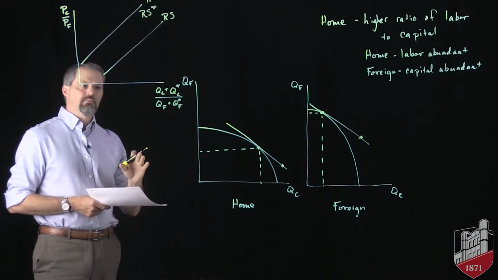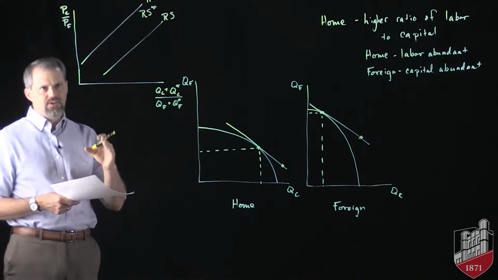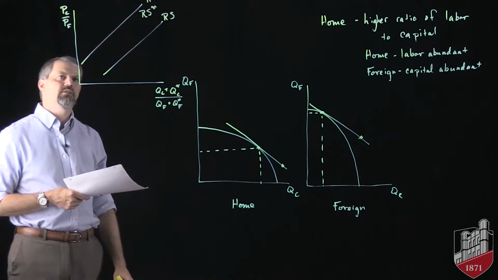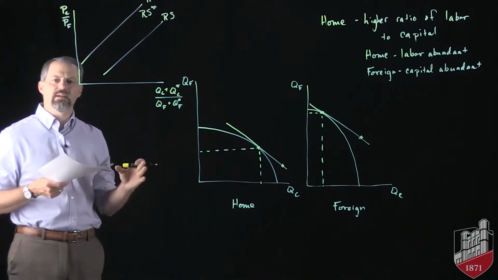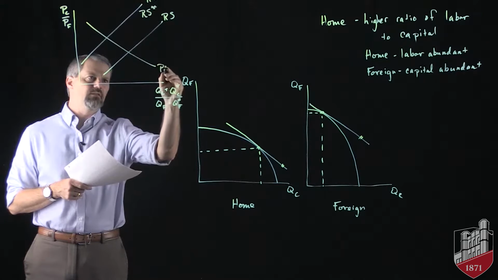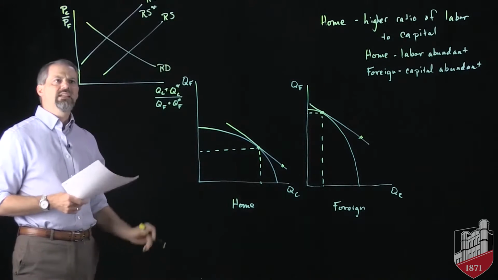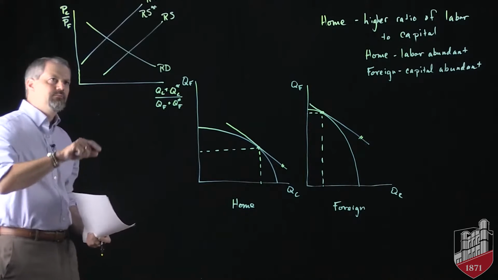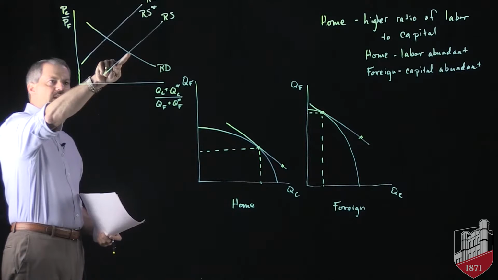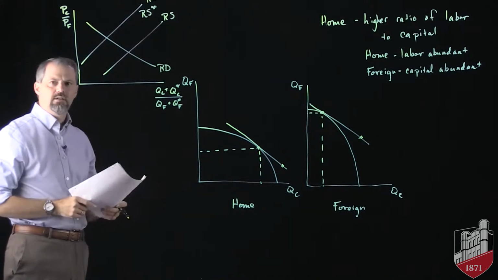Let's assume, to make this simple, something that we've also done in a previous situation where we were looking at this relative demand, relative supply picture. Let's assume relative demand is the same between the two countries. So we can draw a single relative demand curve. In the absence of trade, the relative price of cloth in home would be right down here, and the relative price of cloth in foreign would be right up here.